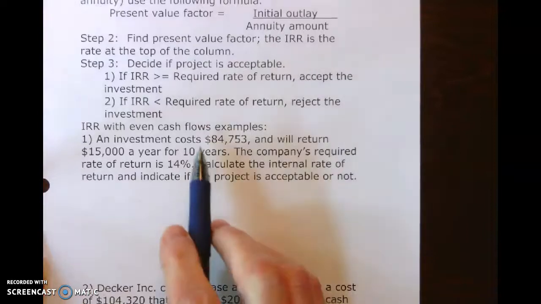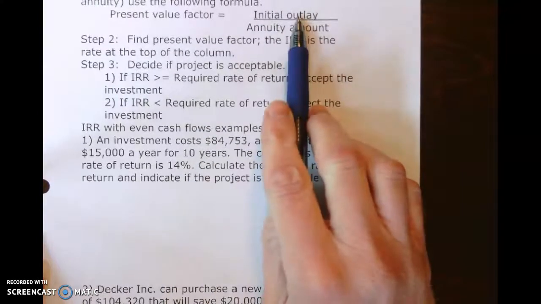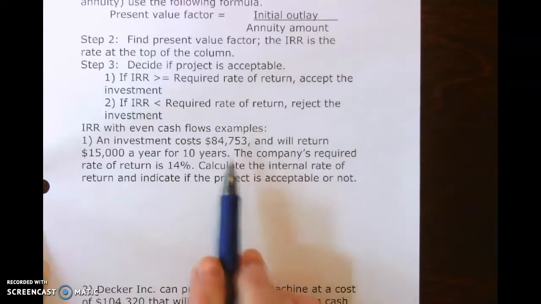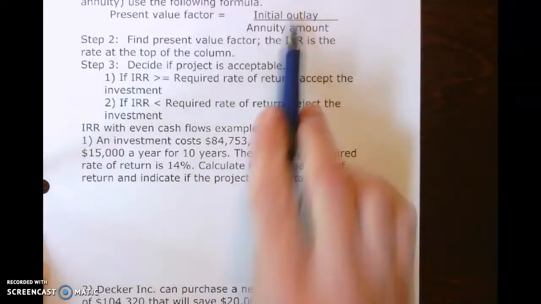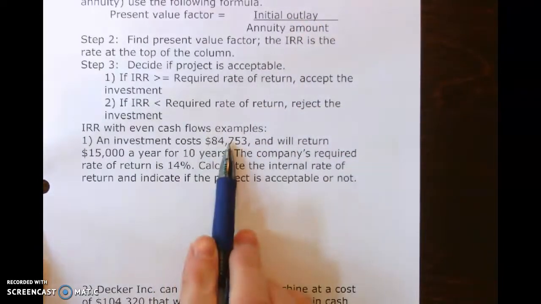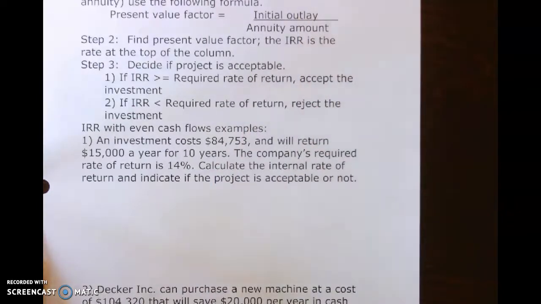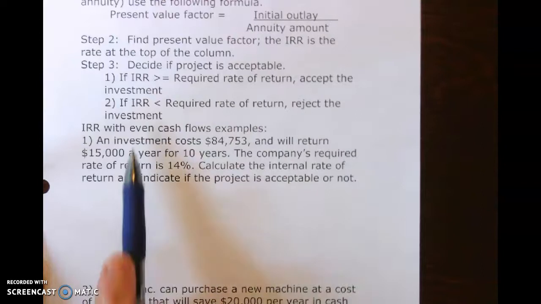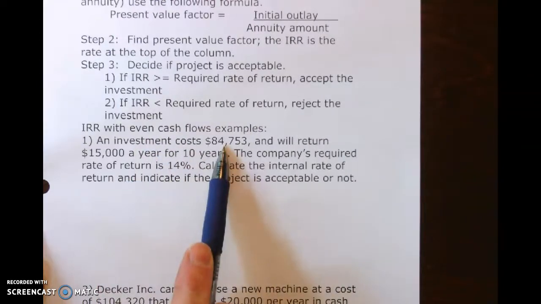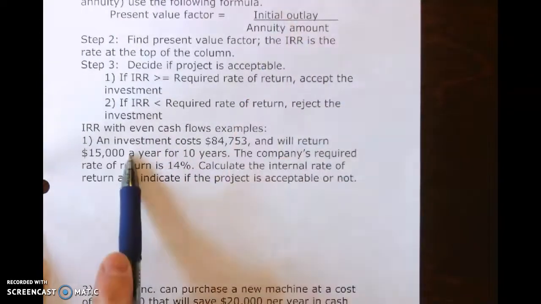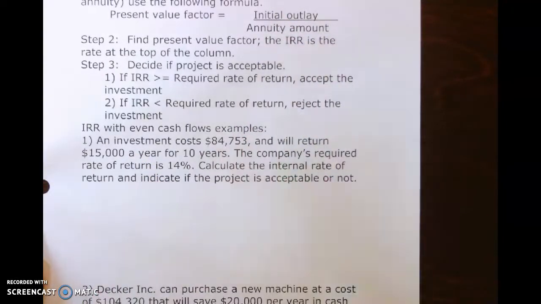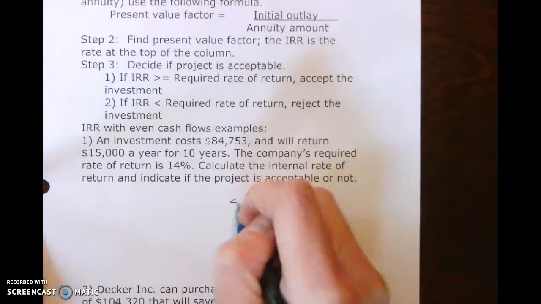So looking at this example, we have our initial outlay right over here. This is the way we're going to solve this problem. We're going to use this formula. We take this initial outlay, which is our initial investment cost, divided by our annuity. So our investment cost, $84,753, divided by our annuity amount, which is $15,000. So I'm going to divide those two.